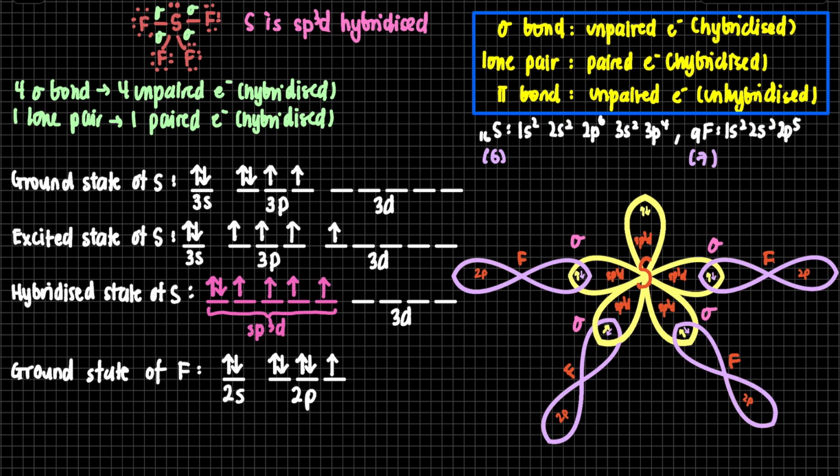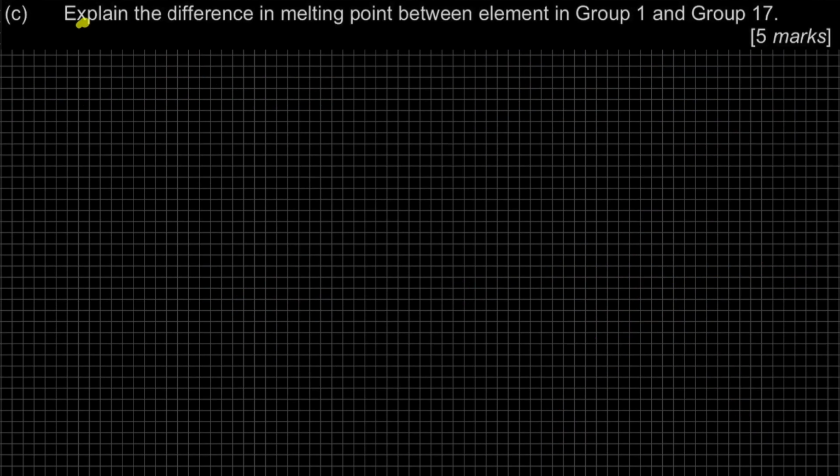Okay, so the question is quite a long one because they ask you for the hybridization process as well as the overlapping. Question C, explain the difference in melting point between element in group 1 and group 17. So if the question asks about the difference in melting point, or sometimes it is mentioned as boiling point, then we have to mention the intermolecular force between the atoms. But for this case, it just mentions generally group 1 and group 17.